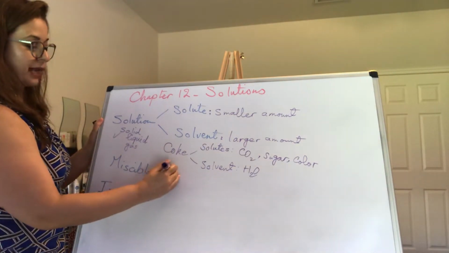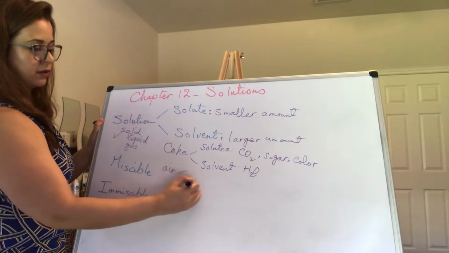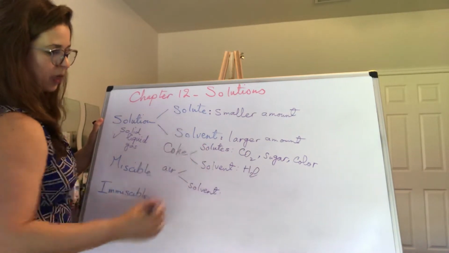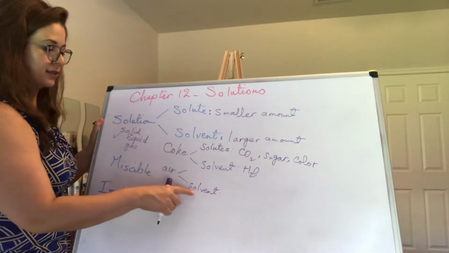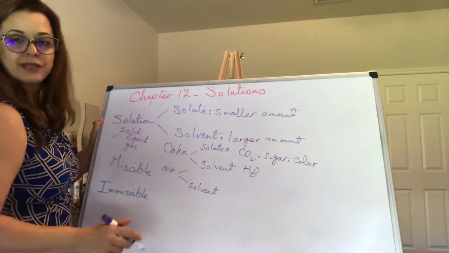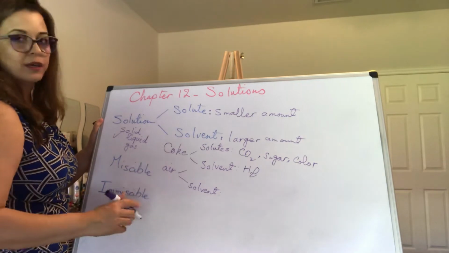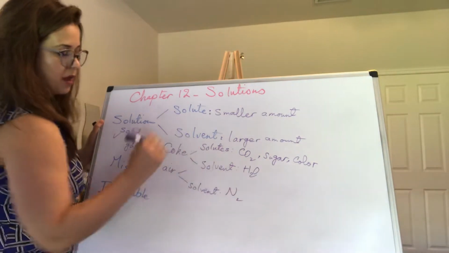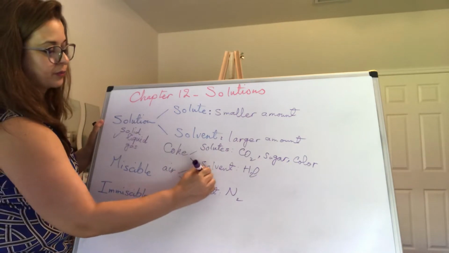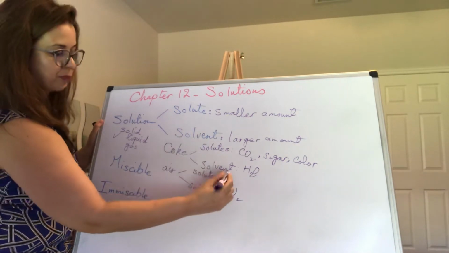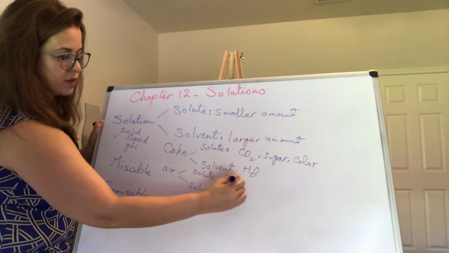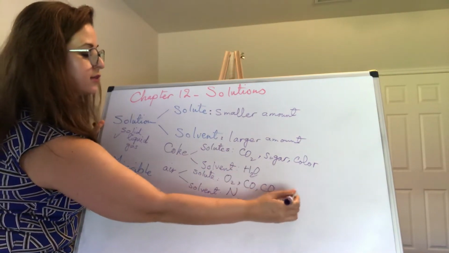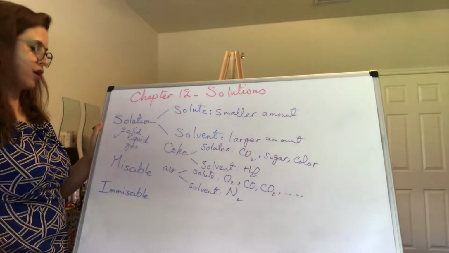You can also have gas solutions. In gas solutions like air, what is the solvent, the component in the air which is most abundant? Nitrogen, right? And the solutes can be oxygen, carbon monoxide, carbon dioxide, and the rest of the gases, depends on where you are.